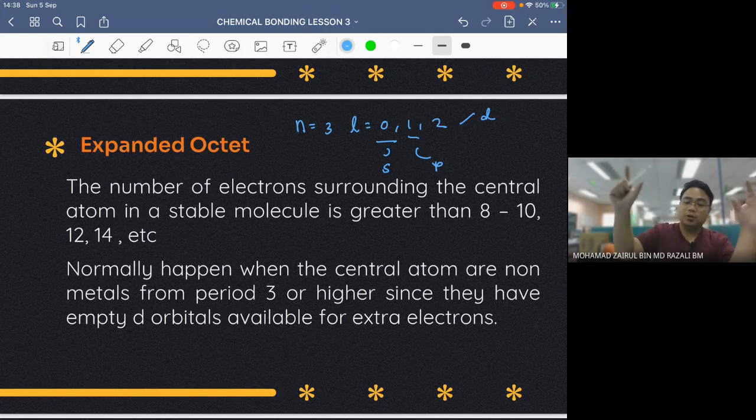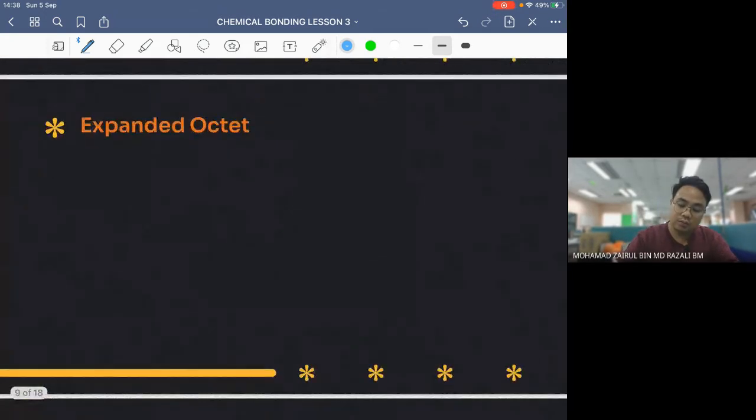So the empty D orbital tu yang membolehkan kita masukkan extra elektron tu. That's why dia boleh dapat valence elektron lebih daripada 8. Sebab apa? Sebab in element in period 3 and above, dia ada empty D orbital. They available to accommodate the extra electron. Okay, so kita tengok contoh.